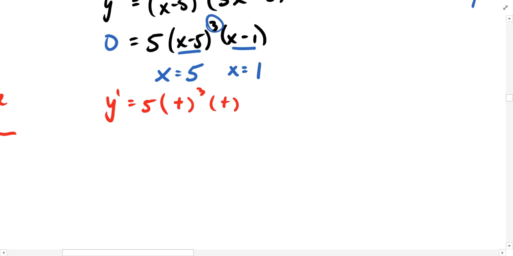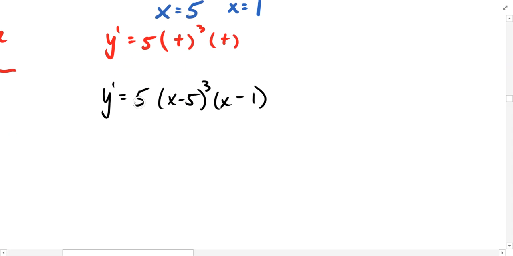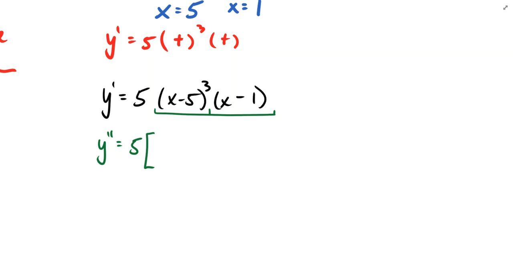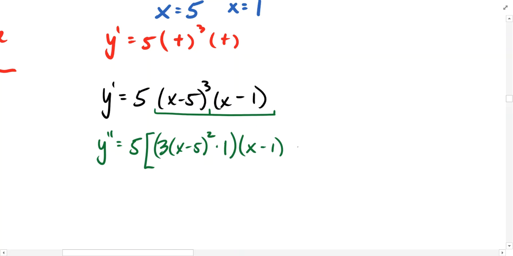So I'm going to work with the derivative as it's written here. Let's say that y prime was 5 times x minus 5 cubed times x minus 1. I'm going to treat this 5 as a constant, so we'll just report it. As far as the second derivative goes, it's going to be 5 times the derivative of this remaining component, and I'm going to use the product rule here. So we've got the first function and the second function as indicated. The derivative of the first function is 3 times x minus 5 squared times 1. That's the derivative of the first times the second function, plus the first function, x minus 5 cubed, times the derivative of the second.